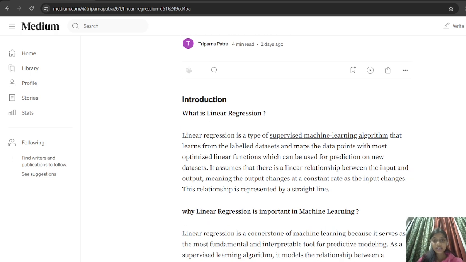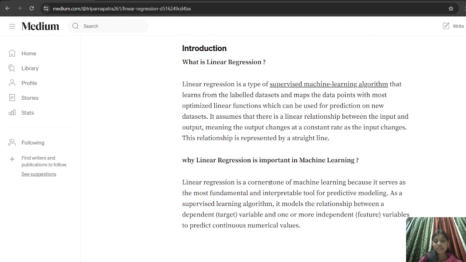Linear regression is basically a supervised machine learning algorithm that learns from the labeled dataset, in which the input and output both are labeled and the model trains from the labeled datasets. Linear regression is a cornerstone of machine learning because it serves as the most fundamental and interpretable tool for predictive modeling.